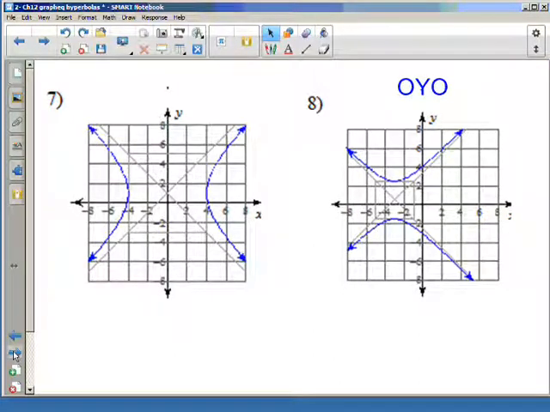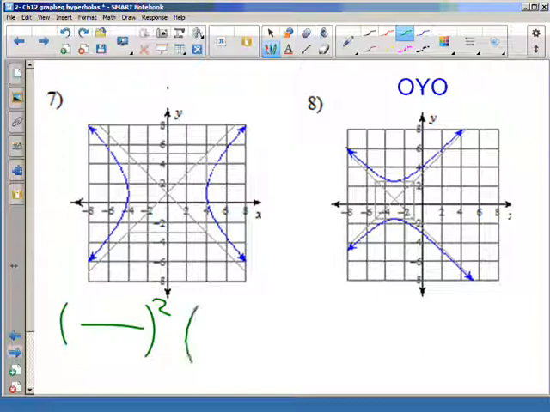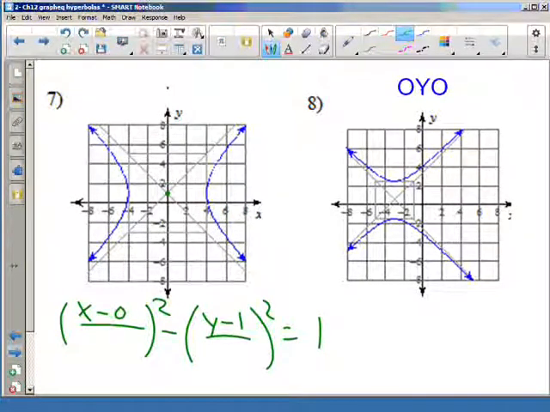The branches are horizontal, looks like, so our negative will be with the y. Our equation will look again equal to 1. I'll put the x and the y. And the y is going to be the negative. x is positive, that's where the branch is. Our center looks like it's at 0, 1. So minus 0, minus 1. And then our slopes go up 1, 2, 3, 4, and over 4. So there we go.